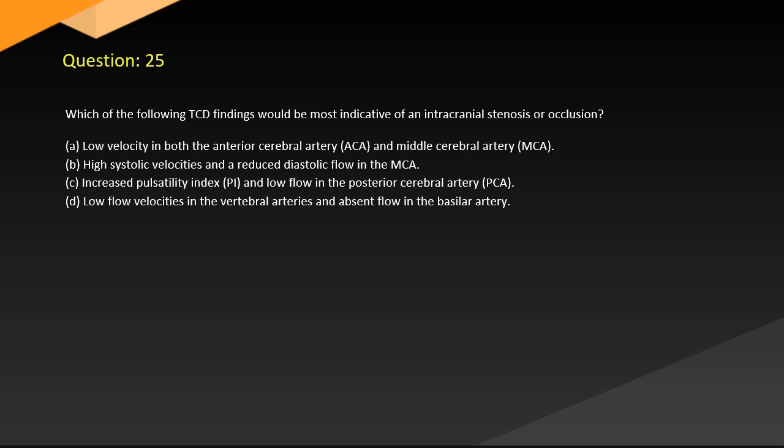Question 25. Which of the following TCD findings would be most indicative of an intracranial stenosis or occlusion? A. Low velocity in both the anterior cerebral artery (ACA) and middle cerebral artery (MCA). B. High systolic velocities and a reduced diastolic flow in the MCA. C. Increased pulsatility index (PI) and low flow in the posterior cerebral artery (PCA). D. Low flow velocities in the vertebral arteries and absent flow in the basilar artery.